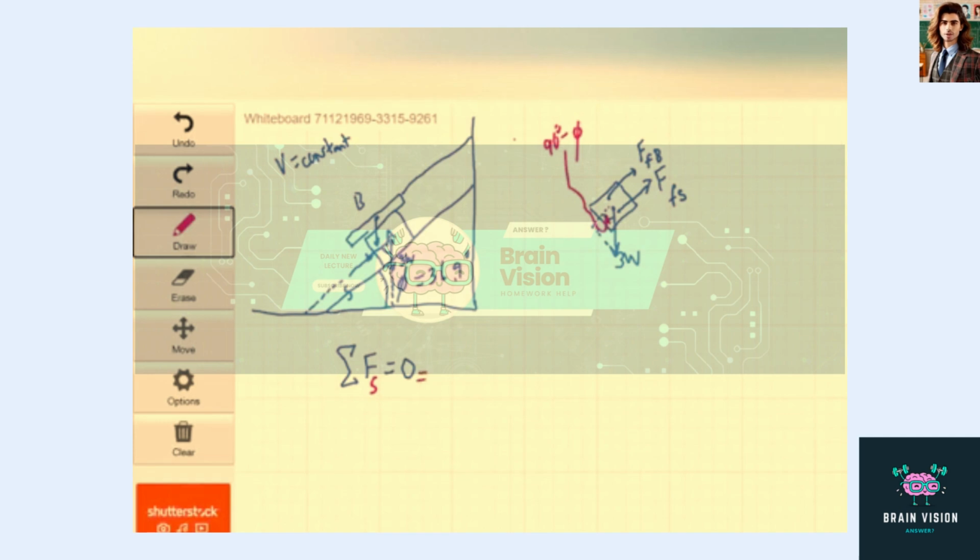So that would be F sub FB plus F sub FS minus 3W times the sine, no, not the sine, the cosine of 90 minus phi, which is the sine of phi. Okay, but I need F sub FB and F sub FS. Alrighty then.